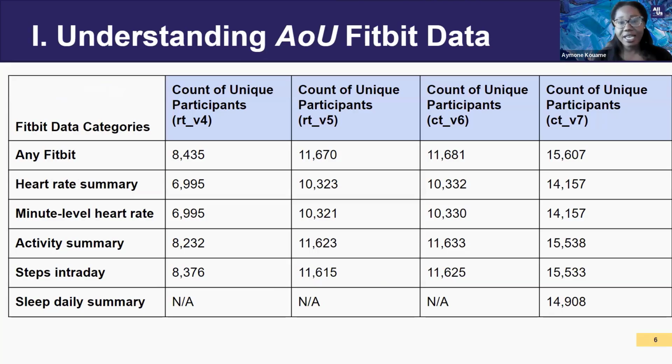This is a high-level count of the number of participants we had throughout the years of the Fitbit releases. We started with about 8,000 participants, and we only had the data in the registered tier in 2020. And as of the latest release, V7, we have almost double that, and it is available in both the control tier and the registered tier. We also recently added the sleep summary. Next.